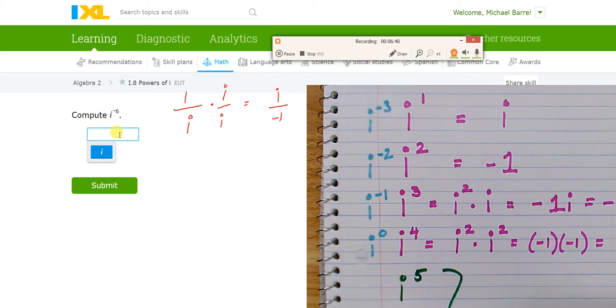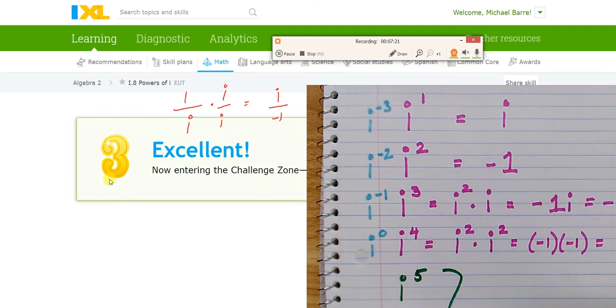i to the negative 6. Okay, negative 6. Well, if I go up 4, plus 4 takes me to i to the negative 2. I think it's i to the negative 2, which is negative 1. Negative 5. Adding 4 to it takes me to negative 1, so i to the negative 1, which is negative i. Negative 9, adding 4 takes me to i to the negative 1, which is negative i. Once again, just adding 4s to stuff.